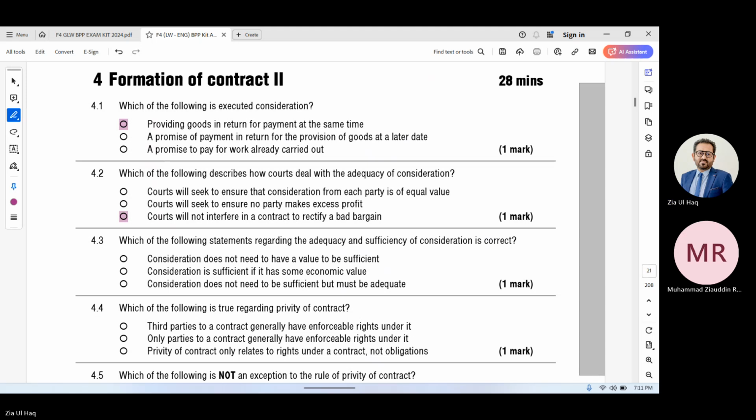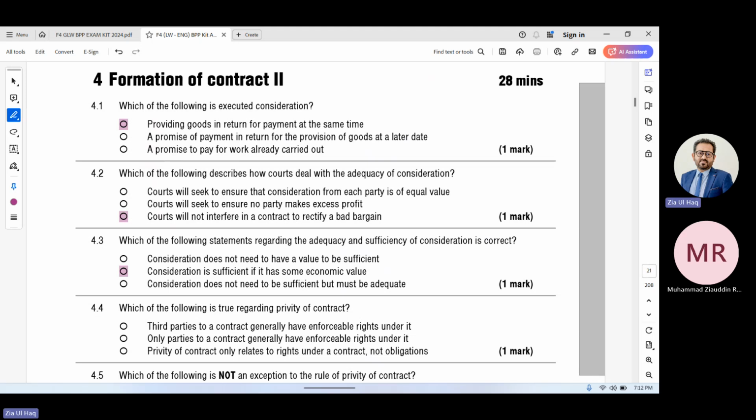4.3. Which of the following statements regarding the adequacy and sufficiency of consideration is correct? Consideration does not need to have a value to be sufficient. No, consideration must be sufficient, but need not be adequate. Adequate means of equal value. Consideration is sufficient if it has some economic value. Yes. Consideration does not need to be sufficient, but must be adequate. No. Must be sufficient, but need not be adequate.